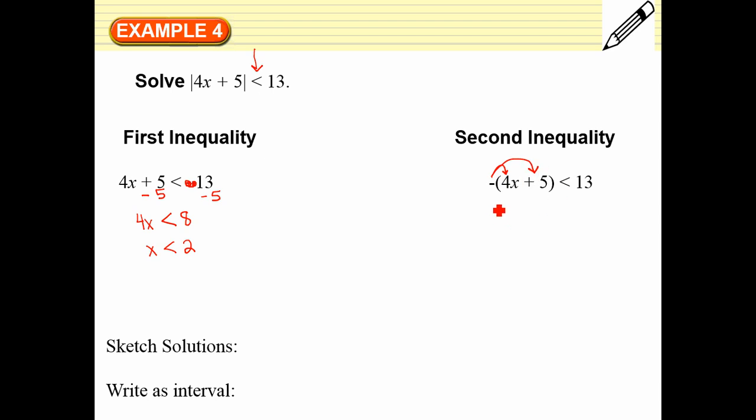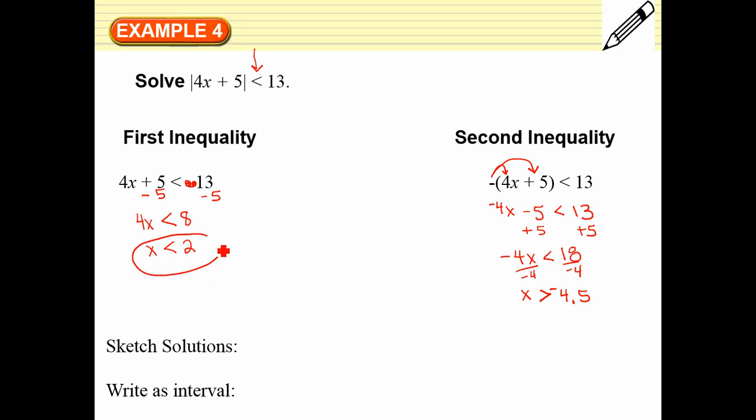I'll show you that on the next example. We'll have 4x minus 5 less than 13. We'd add the 5 over. We'd have -4x less than 18. Divide by -4 now. Be careful when you divide by the negative on those inequalities. That flips that sign around. 18 divided by 4 is 4.5, so this would be -4.5.